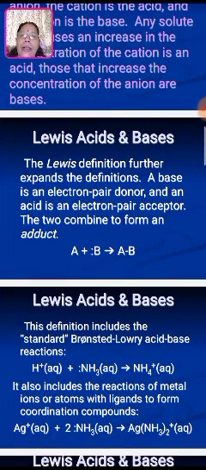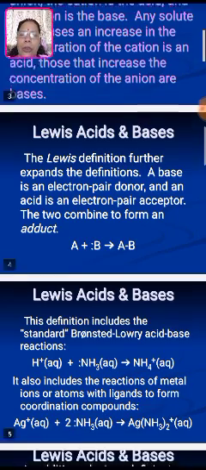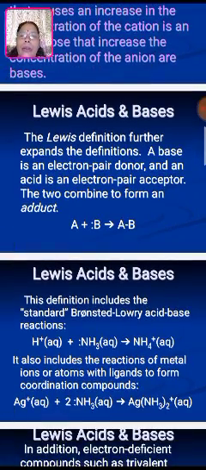Lewis is the scientist who explained acids and bases: a base is an electron pair donor and an acid is an electron pair acceptor. Remember again, Lewis suggests that acids are electron pair acceptors whereas bases are electron pair donors. The two combine to form an adduct.